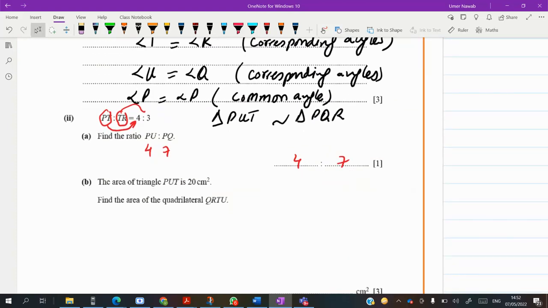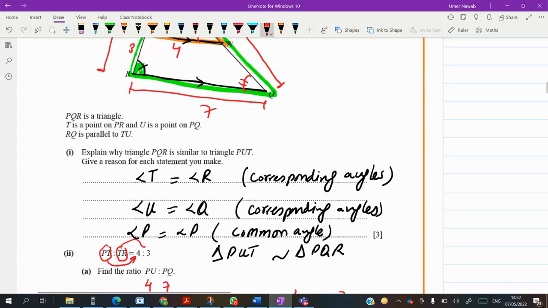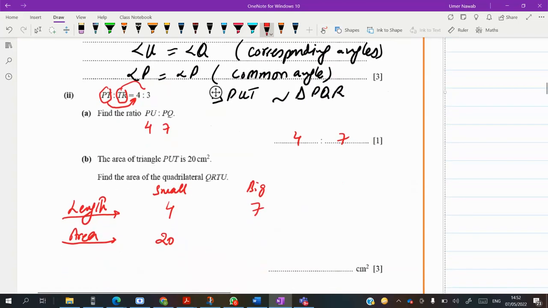Now, the PUT triangle, let me write here their ratios which are given to me. PU is 4 and 7. These are the lengths. Now, I want to compare their areas. This is the small triangle and this is the big triangle. The area of PUT, the small triangle, is 20, and we want to find first the area of the big triangle, which is triangle PQR. Okay, let us find PQR, then we will come to the quadrilateral.